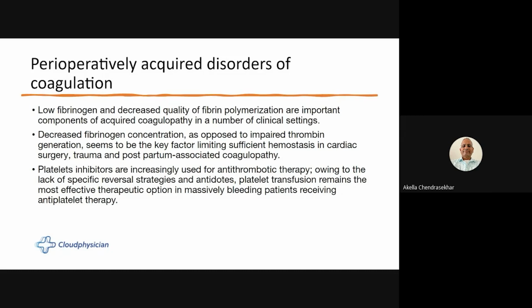So, you want to check fibrinogen levels, and if the fibrinogen levels are even moderately low, if they're even slightly on the low side of normal, you may have to transfuse cryoprecipitate. Remember that. Don't forget. Next slide.